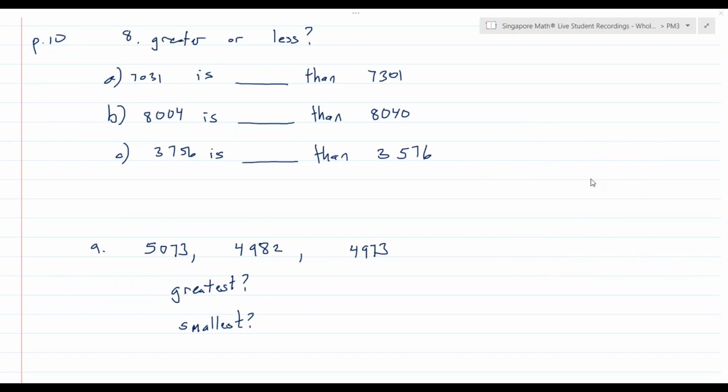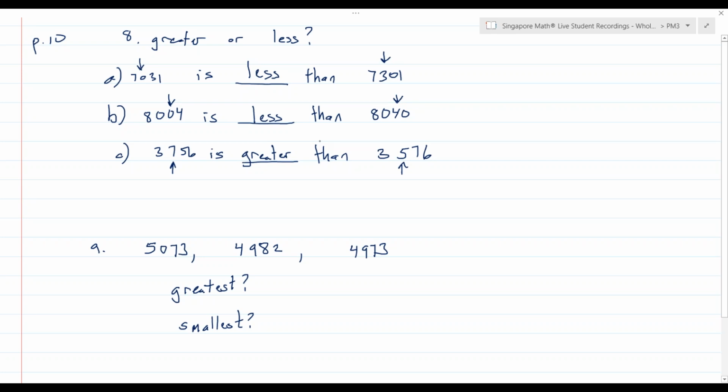We're on page 10, number 8. The instructions are for us to write the word greater or less on each line here. 7,031 compared to 7,301. When I look at the number in the hundreds place, I realize that 7,000 is less than 7,300. If I have 8,004 compared to 8,040, the numbers become different in the tens column. 0 tens is less than 4 tens, so 8,004 is less than 8,040. In the last one, letter C, 3,756 compared to 3,576, all I have to do is recognize they both have 3,000. One has 700, one has 500, so 3,756 is greater than 3,576.